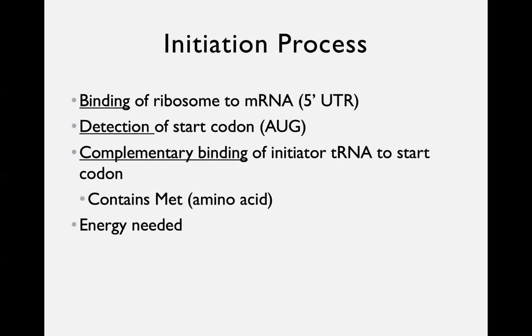That means the tRNA with the anticodon to that start codon will come in. It always contains MET, or methionine amino acid. And then the process starts. So energy is needed here, but that's the whole process of initiation. Ribosome binding to the mRNA, and then that first tRNA coming in to signal the start of translation.